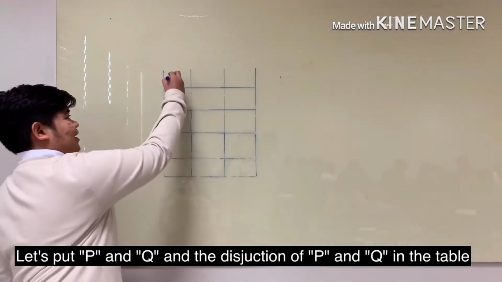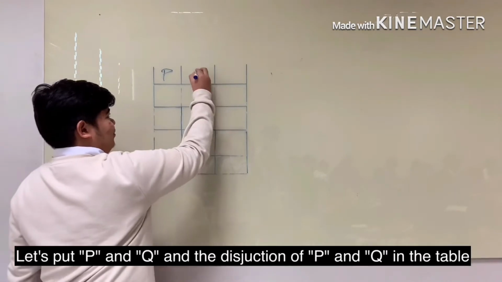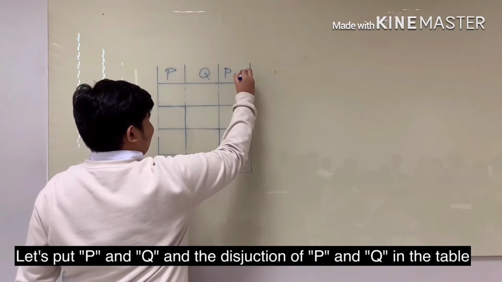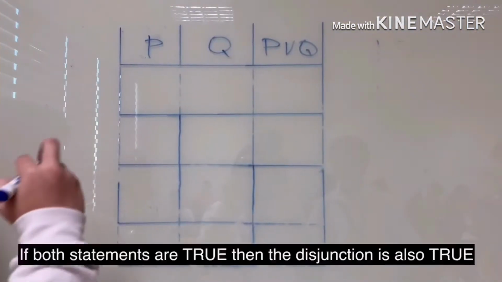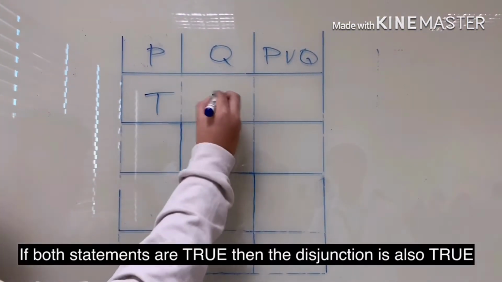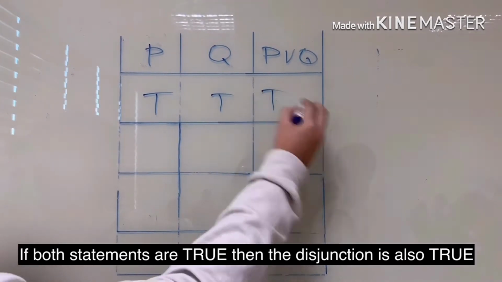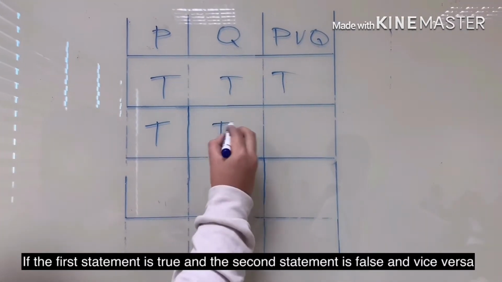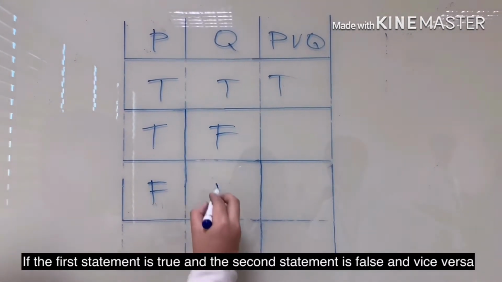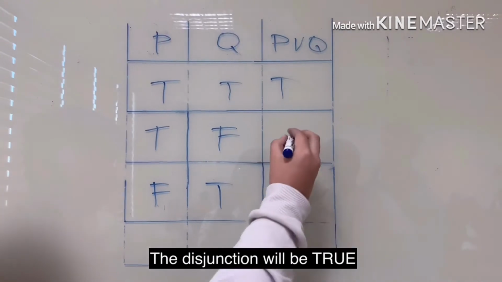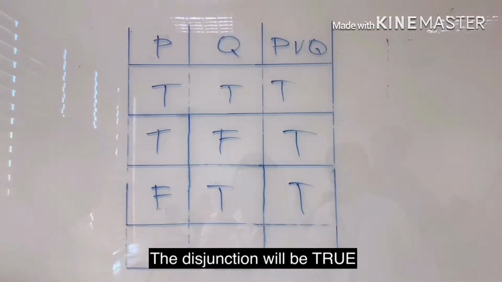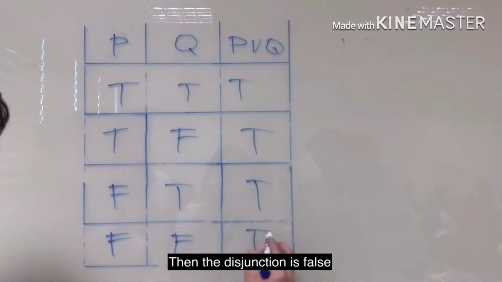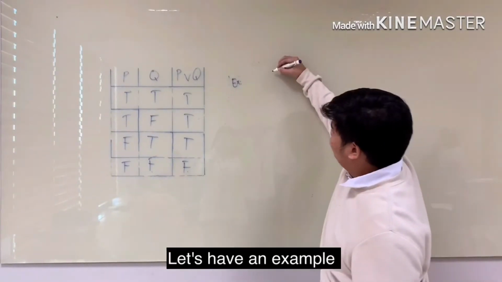Let's put P and Q and the disjunction of P and Q in the table. If both statements are true, then the disjunction is also true. If the first statement is true and the second statement is false, and vice versa, the disjunction will be true. And if both statements are false, then the disjunction is false. Let's have an example.